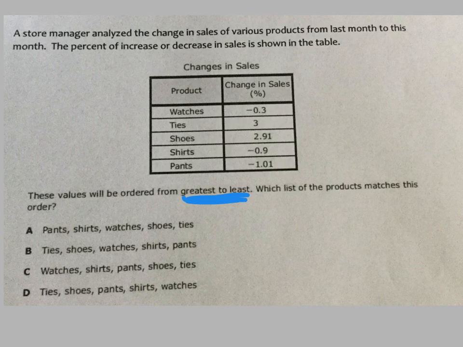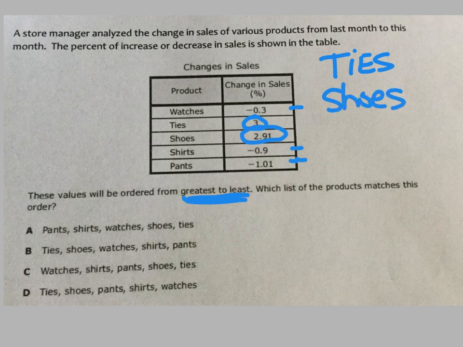So when we look, 3 of them are negatives. So I would leave those alone for right now. And I would start with the largest positive number, and that's the whole number 3. So ties is the largest, and therefore must go first. Then shoes, because all positive numbers are greater than negative numbers. So which ones start off with ties and shoes? Not A, and not C. So B and D.